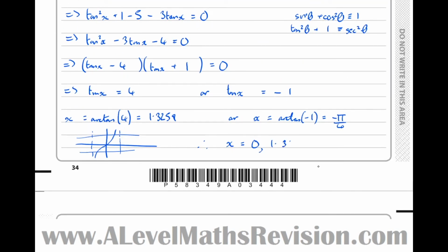So 1.326, and then minus pi over 4 as an exact answer. It's not appropriate to round an exact answer. So there's the 3 solutions, and that's the question done.